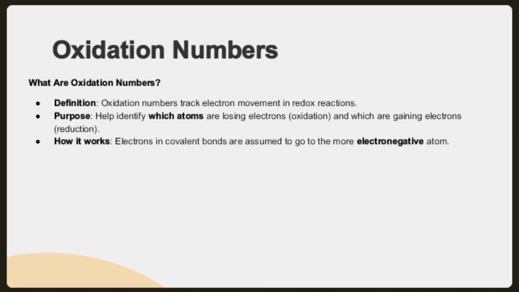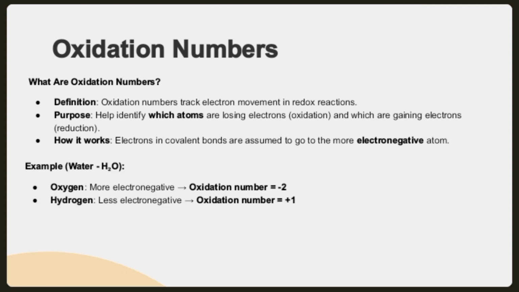Hi, I'm Qiqi, and after Samantha's introduction, I'm going to introduce you to oxidation numbers and some rules. Oxidation numbers are a system used by chemists to keep track of electrons during redox reactions. It represents the apparent charge an atom would have if the electrons in covalent bonds were assigned to the more electronegative atom. In this system, oxidation numbers help to identify which atoms are losing electrons, oxidation, and which are gaining electrons, reduction. The key idea is that electrons in a bond are assumed to belong entirely to the atom with a stronger attraction for electrons, which are more electronegative.